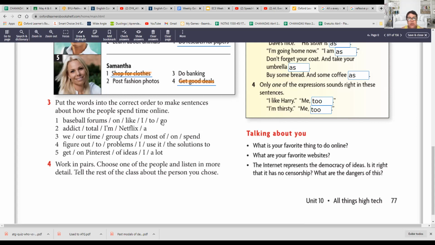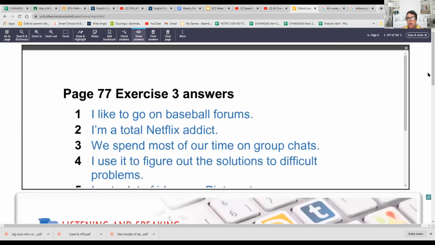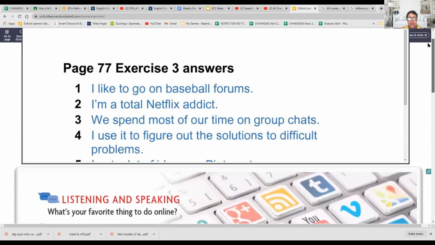So which one comes first? I, okay, like to go on baseball forums. Very good. I like to go on baseball forums. Let's see the answers to the other ones, and then you tell me if you agree, okay? So let's see. They don't offer much room to write, okay? So take a look there.